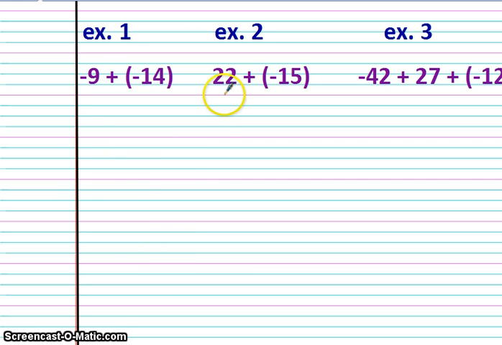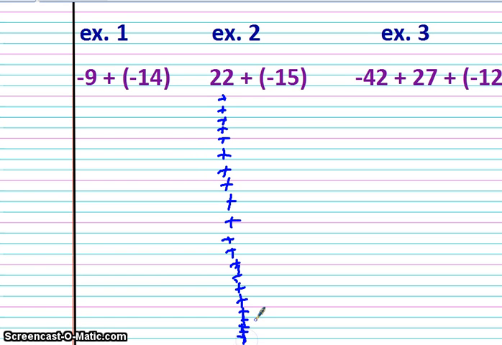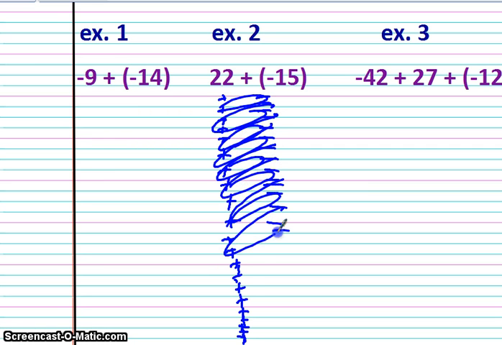Here we have 22 positives, and 15 negatives. If we put all these together in zero pairs, and I'm being very sloppy because I want you to get the concept, but if you did all this and got all the 15s together, how many more positives are we going to have than negatives? That's all we're looking at here. We're going to have 7 more positives. So your answer is positive 7.